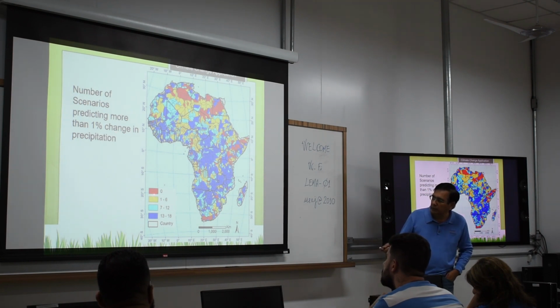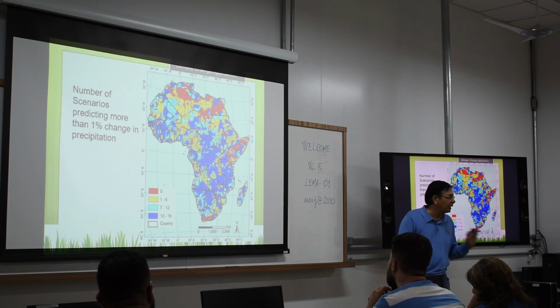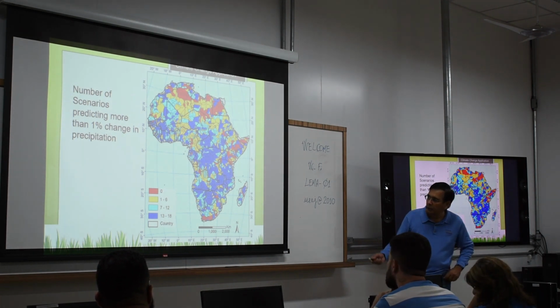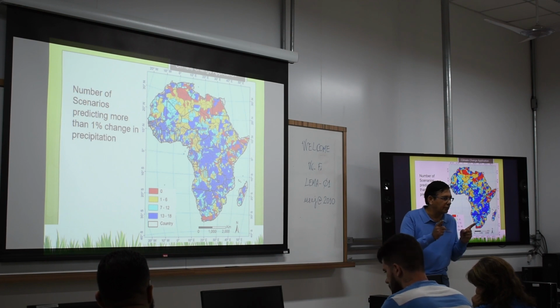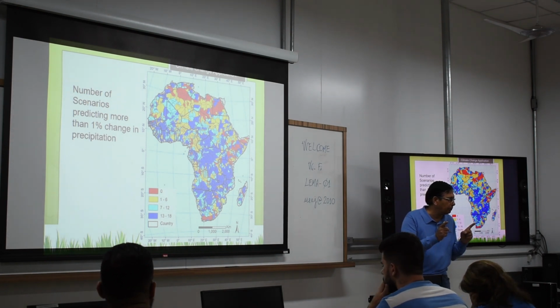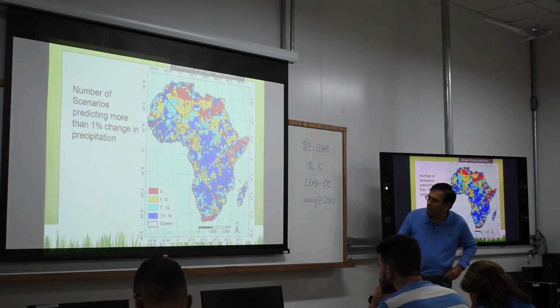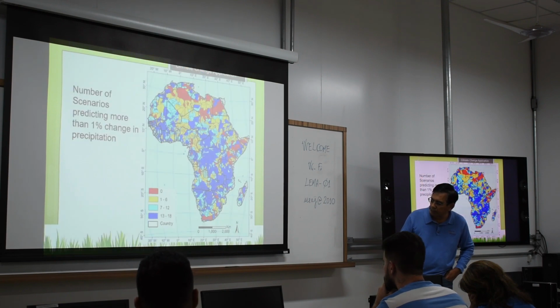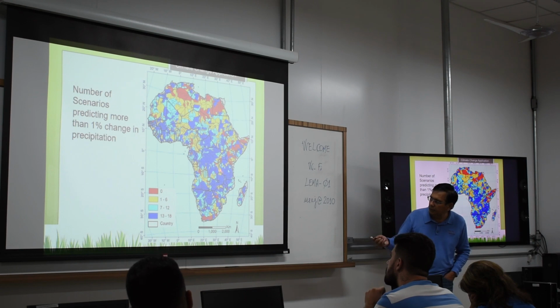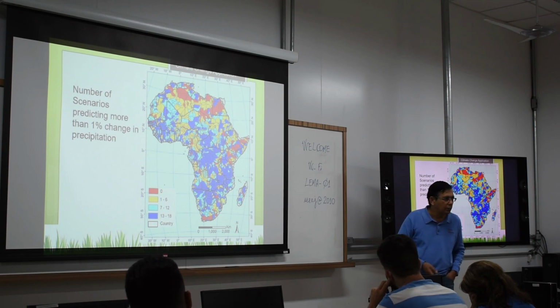In the red areas that you see here, no model has an agreement on what's going to happen in the future. Between 1 and 6 models have agreed on what's going to happen there. They are within 1% difference between the projections of future precipitation. And if you look at the blue, which is 13 to 18, these are the places where there is the most agreement on what's going to happen in the future.